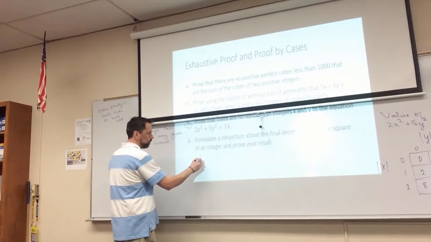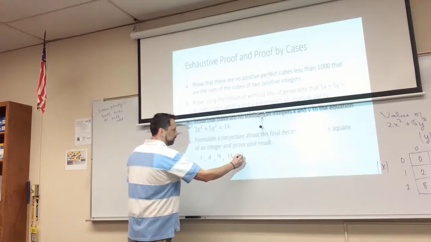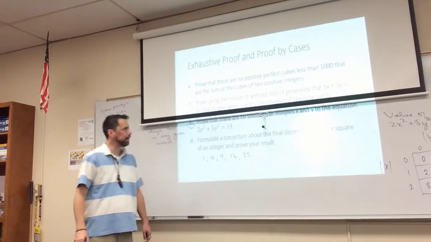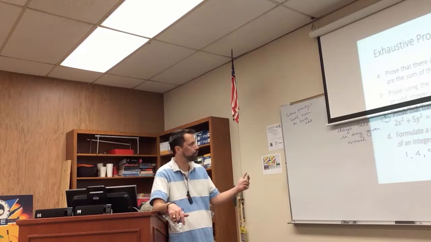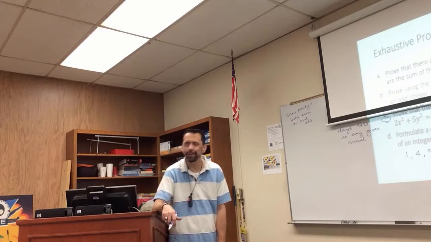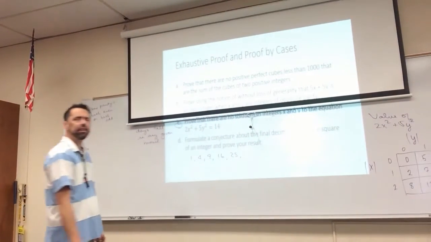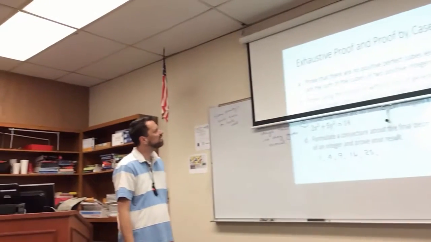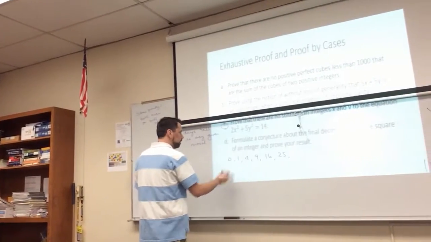Well, look at some perfect squares. So they go 1, 4, 9, 16, 25. So far we've actually hit 5 different final digits, right? 1, 4, 9, 6, 5. But then what happens? Oh, yeah, we should throw 0 in there. We're going to hit it anyway, eventually.